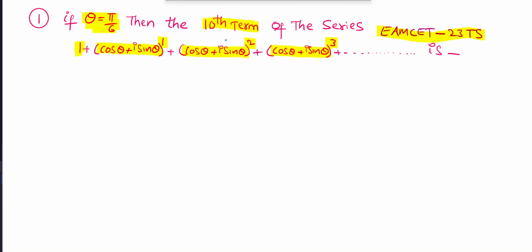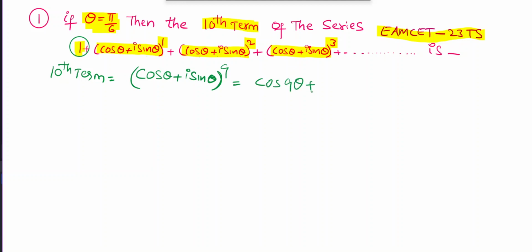Here it is asking for the 10th term. The first term is 1, that is (cos theta plus i sin theta) whole power 0. The second term is (cos theta plus i sin theta) whole power 1. And the third term is (cos theta plus i sin theta) whole square. Similarly, the 10th term is (cos theta plus i sin theta) whole to the power of 9. So applying De Moivre's theorem, this is cos 9 theta plus i sin 9 theta.